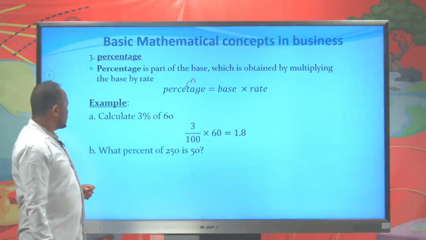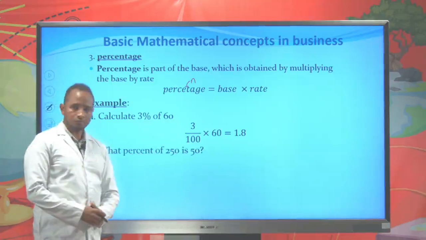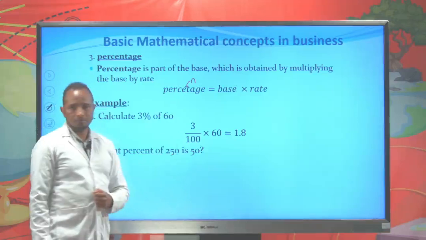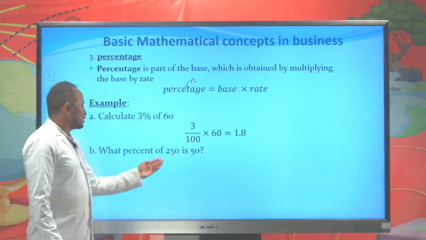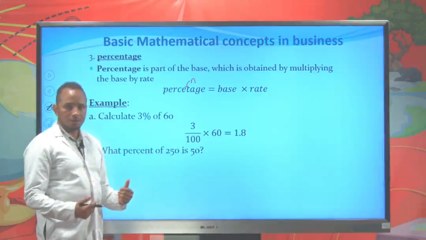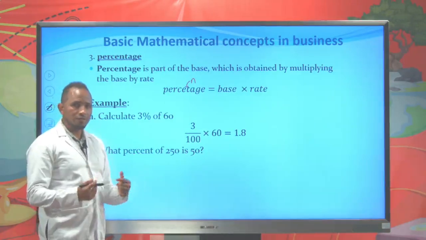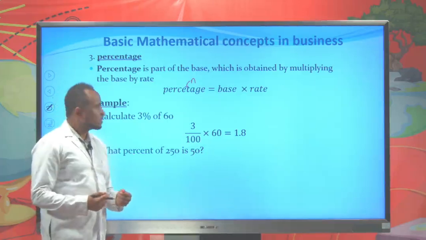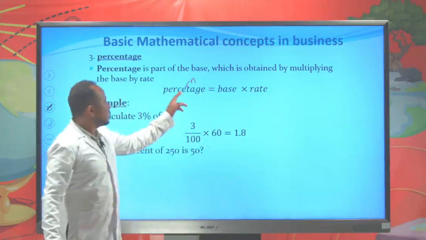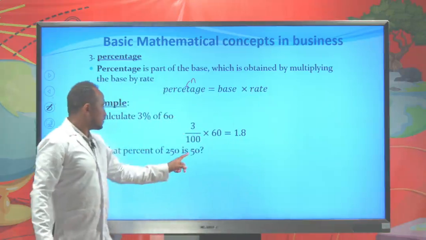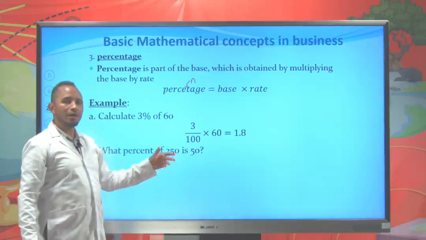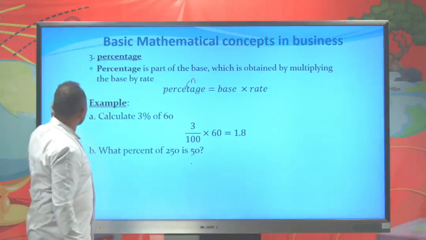Next, B. What percent of 250 is 50? In this case, 250 is the whole, the base, and 50 is the percentage. We are asked to find the rate. So to calculate the rate, simply you divide the percentage by the base. Percentage divided by base. Since the rate must be expressed in percent, you multiply it by 100%. So you will have this one.